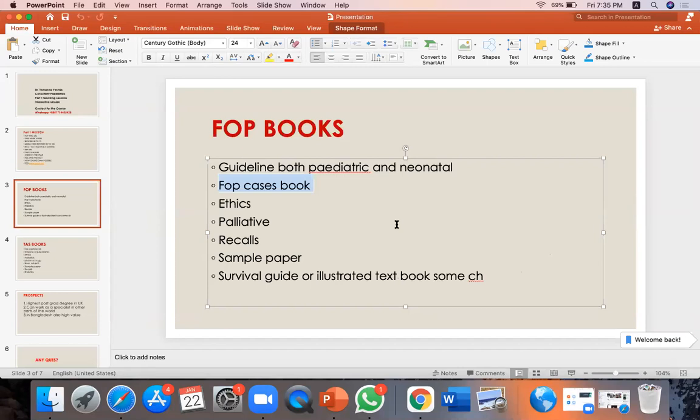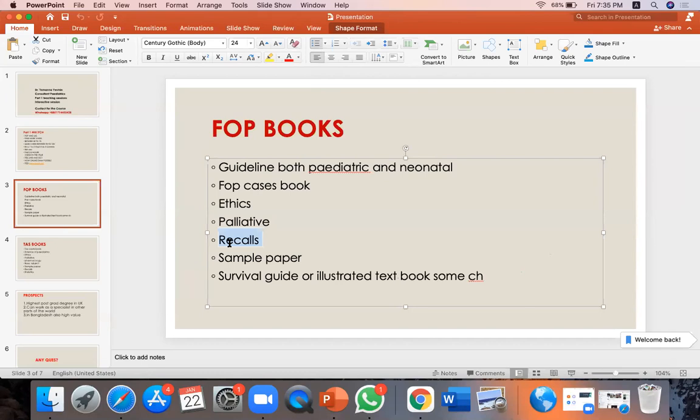Now, coming to recall, I must say recall is the key to pass. This is the golden key. I have many sessions on Facebook and on my YouTube channel which I took for recalls, like the last neurology session, and before that a session for FOP recall. Most of the time I took free sessions for recall. Try to solve at least 10 recalls daily.